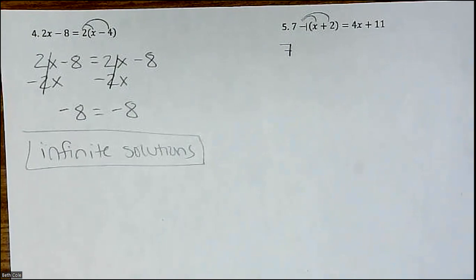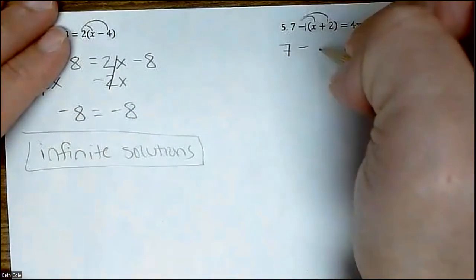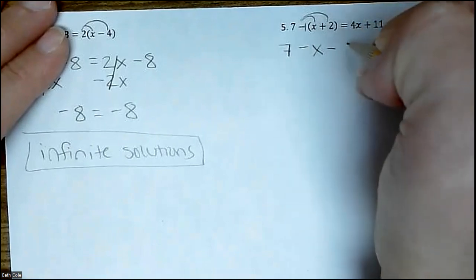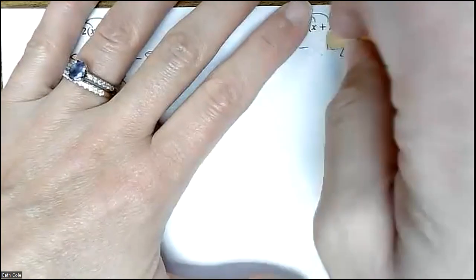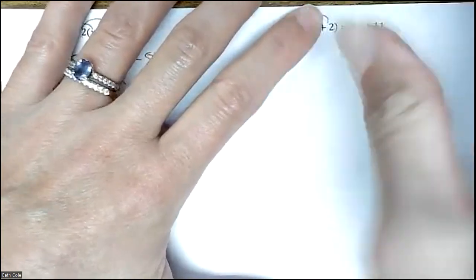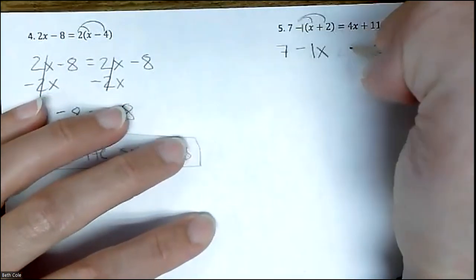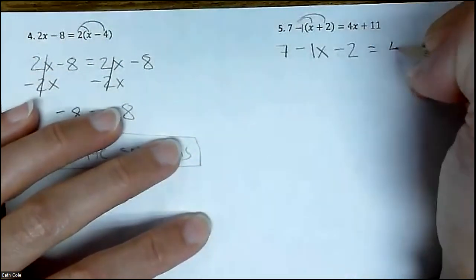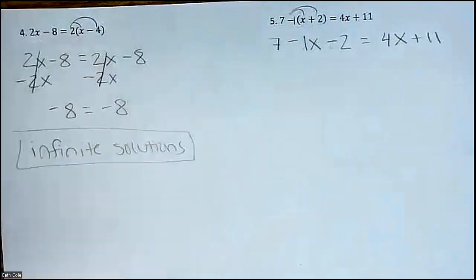So what would that be? And then -2. You said -1x, so I'm going to leave the 1 in there. If you don't want to write the 1, you don't have to, but -1x and then -2. Good. Equals 4x plus 11. You just have to copy that down.